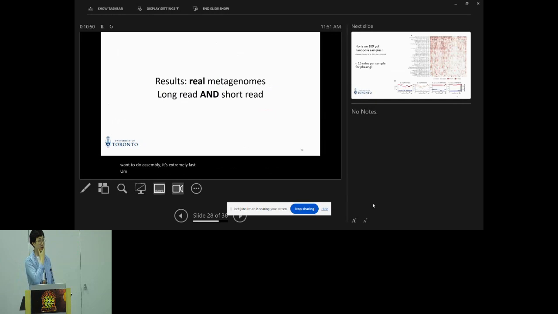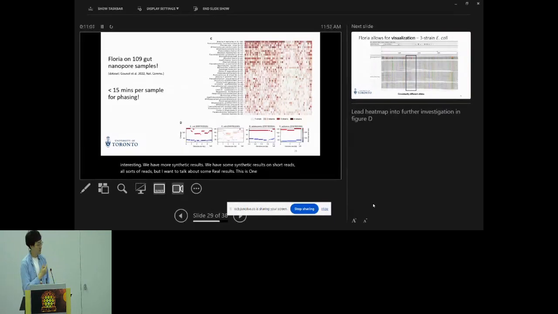So now I want to move on to real results because I think they're a little bit more interesting. We have more synthetic results. We have some synthetic results on short reads, all sorts of reads. But I want to talk about some real results. This is one thing we ran. So this was 109 gut nanopore samples taken from this Singaporean cohort led by my co-author, John Sebastian. And Floria took less than 15 minutes to phase per sample. It's very fast, and variant calling was actually the bottleneck here.